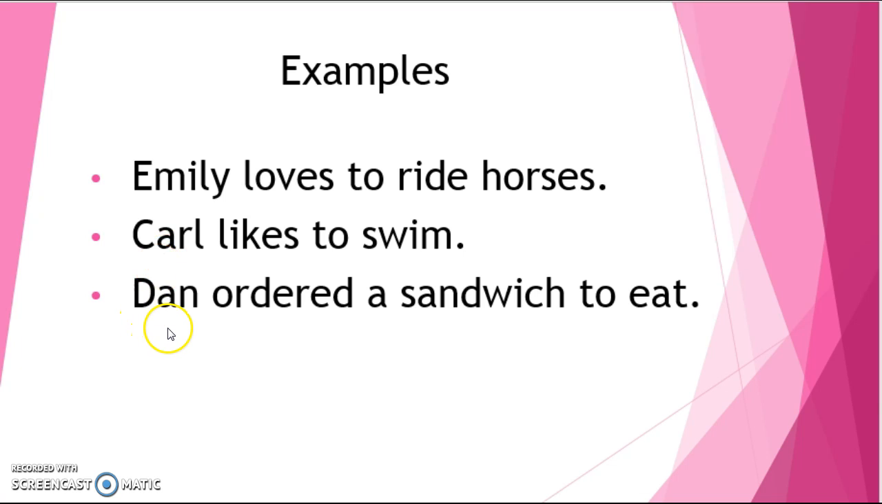And then we have Dan ordered a sandwich to eat. We have a lot going on here. So we have to eat, which is going to be an infinitive. A sandwich is what he ordered, so actually that's part of it too. And then so ordered is actually our verb in this one. And then our subject is Dan. So a sandwich to eat is all the extra stuff that goes with Dan ordered. Ordered is your verb and Dan is your subject.